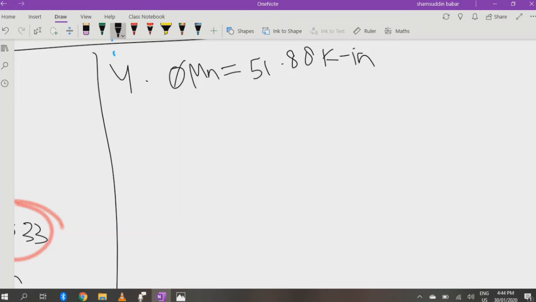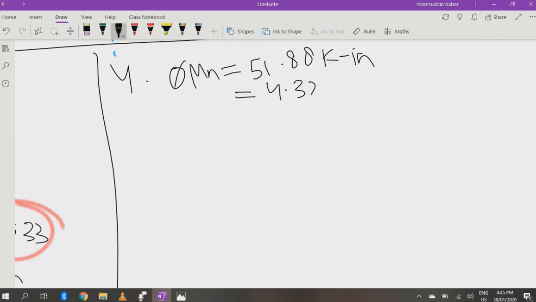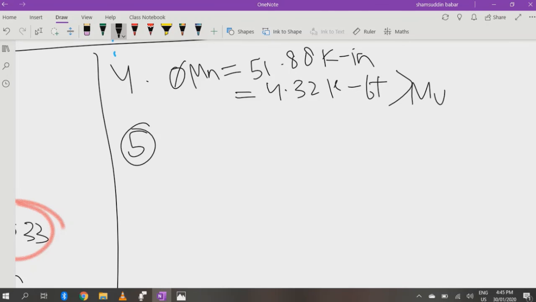We'll check how it is in feet. 51.88 divided by 12, I got 4.32. This is equal to 4.32 kips into feet, which is actually greater than my Mu value. In the fifth step, I got my phi Vc.